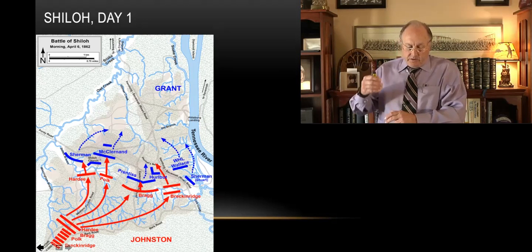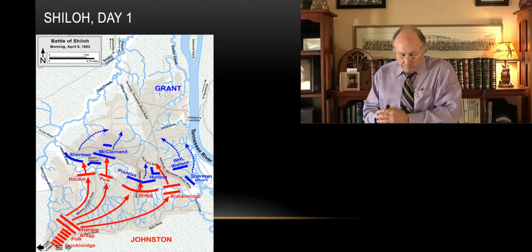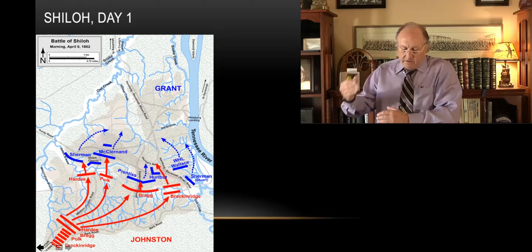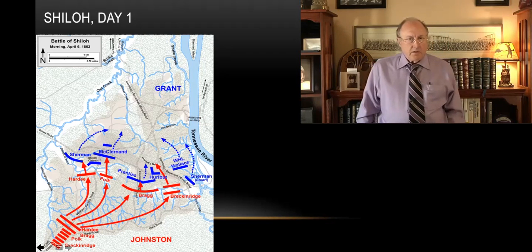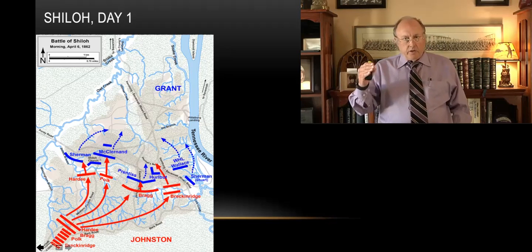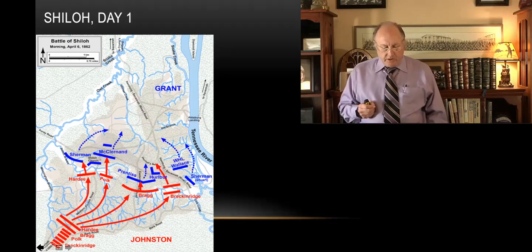And so Johnston now gathered all the forces in his area at Corinth, Mississippi, and then he marched them north out of Corinth towards Pittsburgh Landing and toward Grant's forces. Johnston intended to surprise Grant, and he does, in the area around a very tiny little wooden church called Shiloh.